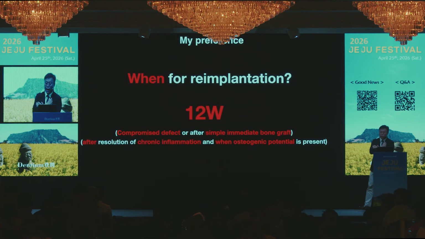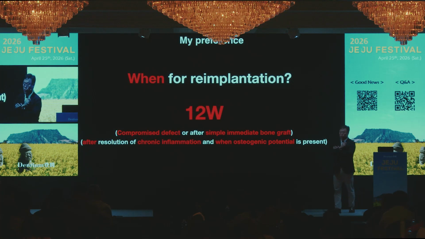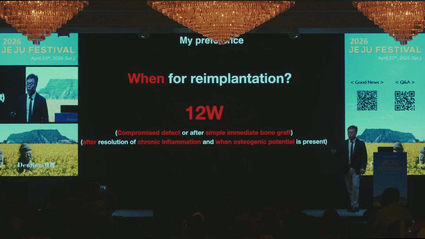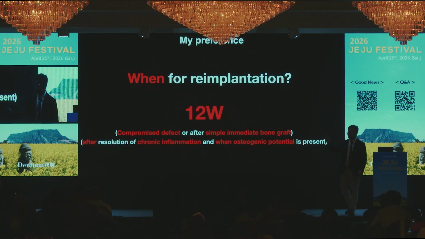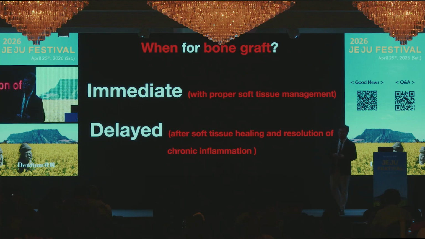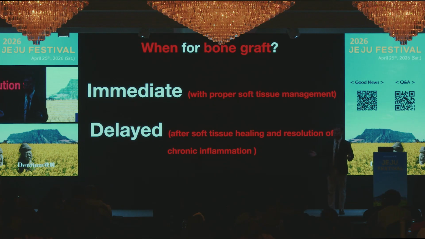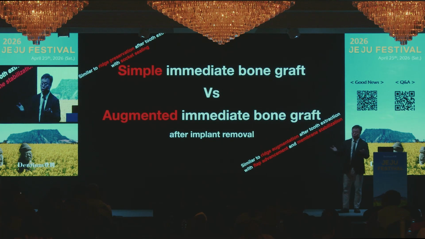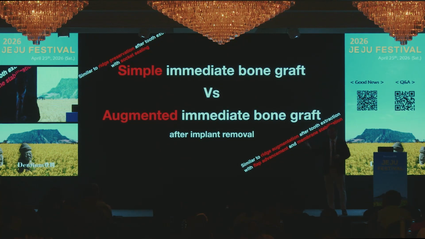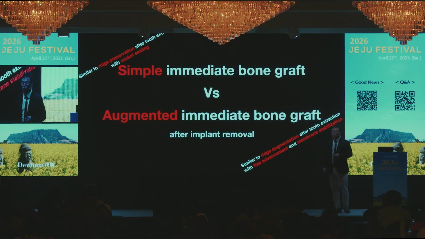Summary. I asked the first question: when to do reimplantation? I told you to just remember 12 weeks, considering the compromised defect, simple immediate bone graft, and after resolution of chronic inflammation, and when the alternative potential is still present, 12 weeks. And when to do bone graft, I explained the immediate bone graft or delayed bone graft. And immediate bone graft, I categorized in two: simple immediate bone graft, just like ridge preservation, and augmented immediate bone graft, similar to ridge augmentation.